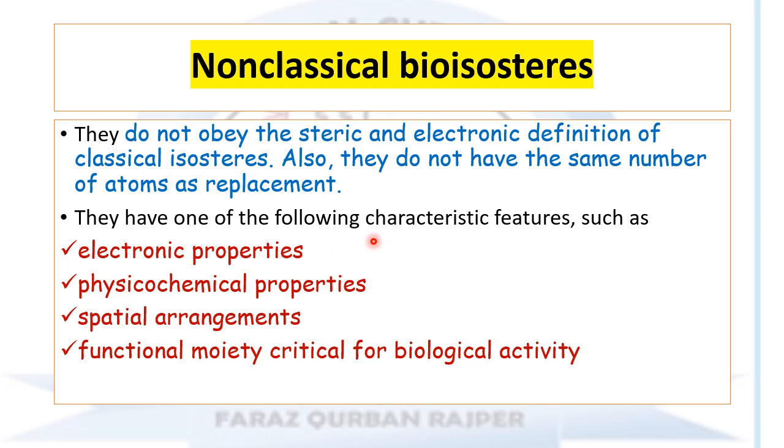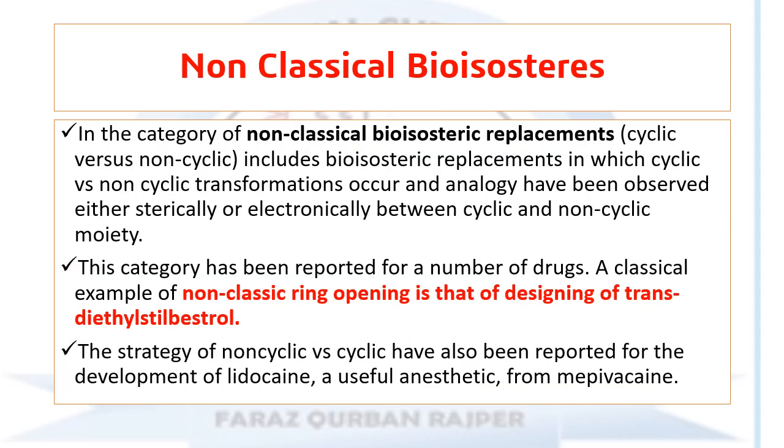So they could have any one of the following characteristics, like maybe the same electronic properties, same physicochemical or steric or spatial arrangement or functional moiety, but it is not mandatory for them to possess all these characteristics. So they are not the true Burger bioisosteres. So non-classical bioisosteres, in this there are different examples.